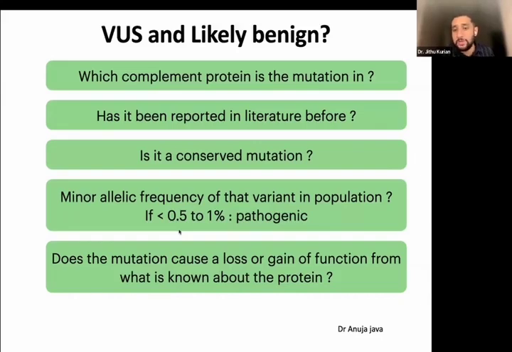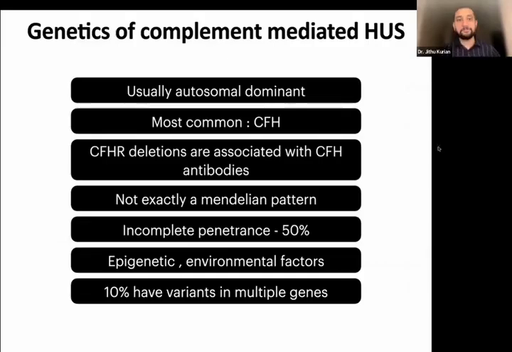And now time has come in which people generate recombinant protein with the help of AI. These proteins can be compared with the wild-type protein to find out the functional significance of that variant. Coming to the genetics, it is usually autosomal dominant. The most common mutation is in CFH. CFHR deletions are very commonly seen, but need not always be pathological. CFHR deletions can be associated with CFH antibodies. In the Indian scenario, this is a very common condition in which CFHR deletions are associated with CFH antibodies.